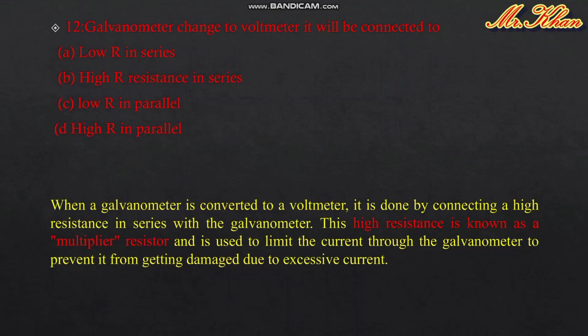Question 12. A galvanometer is changed to a voltmeter. It will be connected to: A. Low resistance R in series, B. High resistance R in series, C. Low resistance R in parallel, D. High resistance R in parallel.